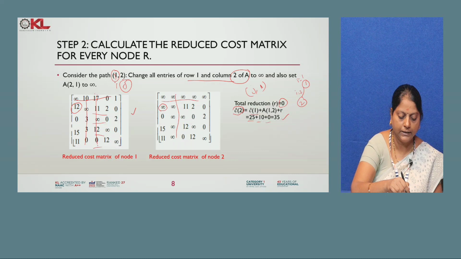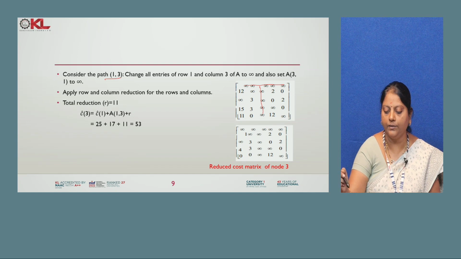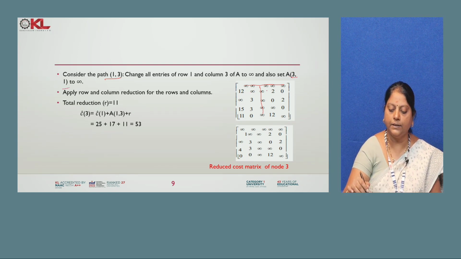First row, third column, make it infinity. So we get first row, third column infinity, and 3 comma 1 is set to infinity. 3 comma 1, what is 3 comma 1? Third row, first column, it is also set to infinity. Next, after that we have to apply row reduction and column reduction.